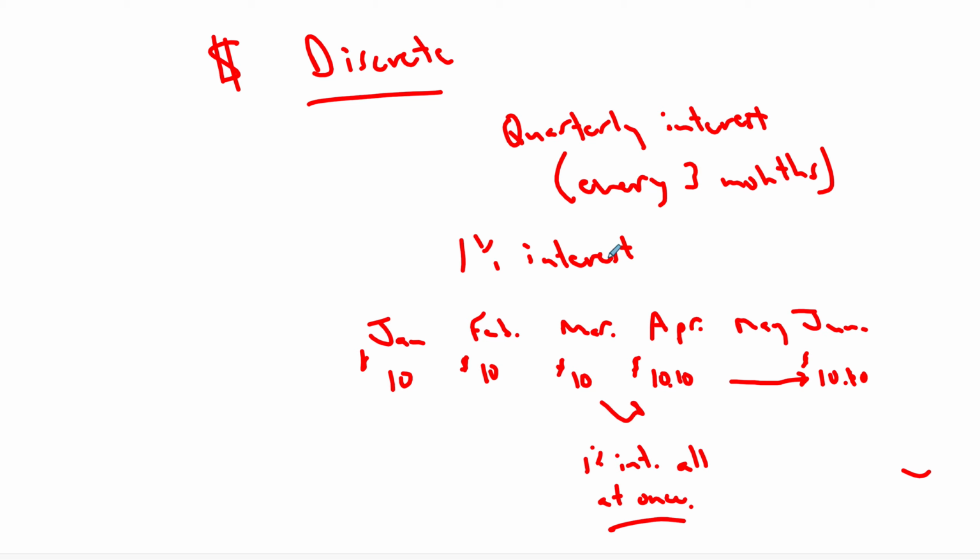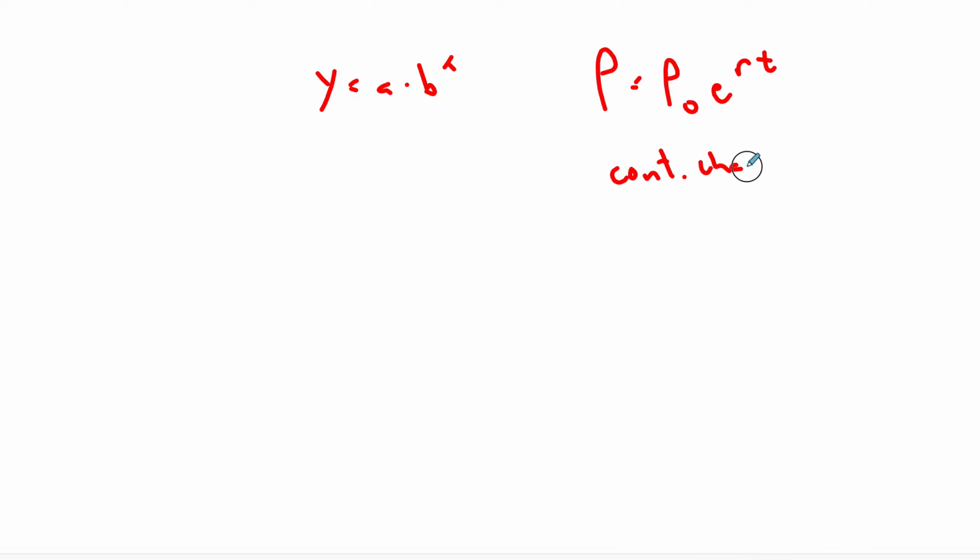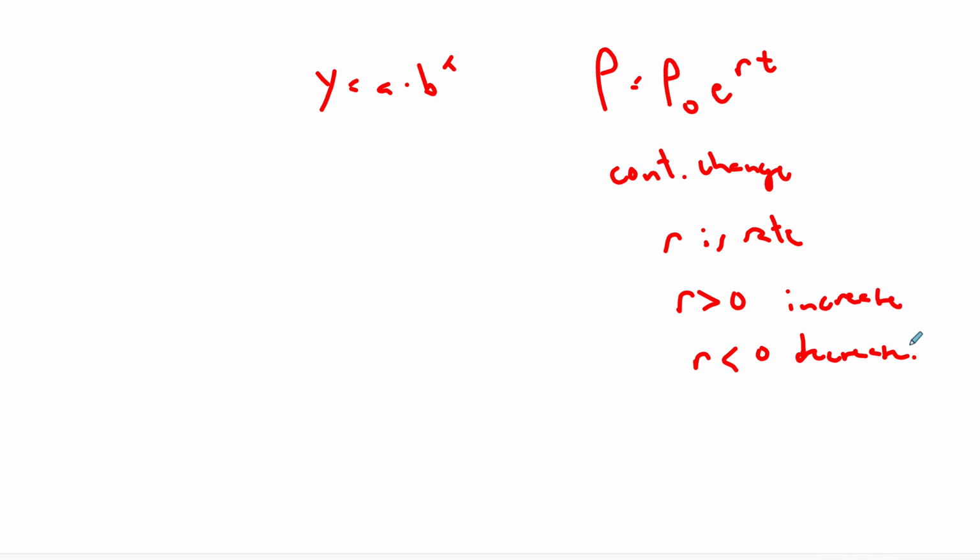And it leads us to these two different equations being useful in their own right. This tends to be for more discrete, but this in particular you need to remember as being for continuous change, and R is the rate. R greater than 0 is an increase, and R less than 0 is a decrease. Okay? Those are the key takeaways.